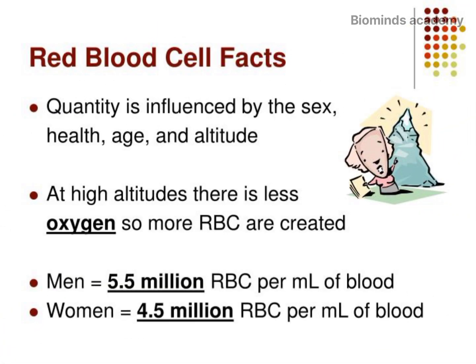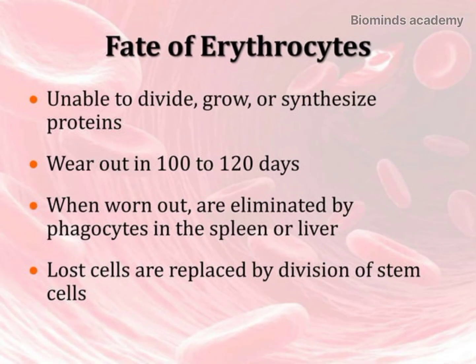The quantity of red blood cells is influenced by sex, health, age and altitude. At high altitudes there is less oxygen, so more RBCs are created. In men, there are 5.5 million RBCs per ml of blood, and in women, 4.5 million RBCs per ml of blood. Without enough red blood cells, our tissues wouldn't get the oxygen they need to function properly. That's why conditions like anemia can leave you feeling so tired and weak.